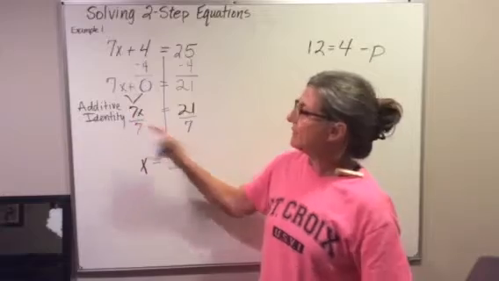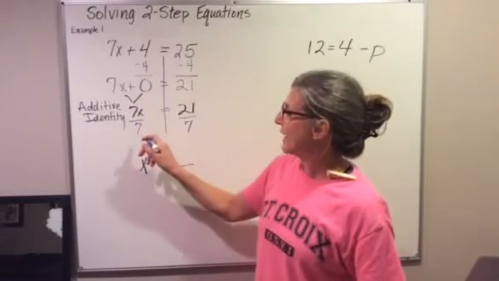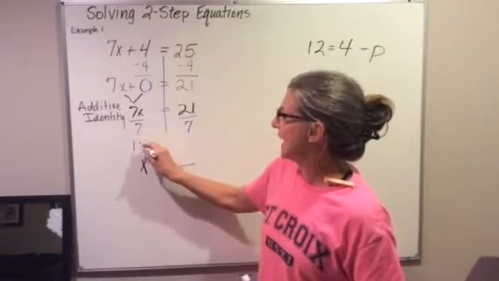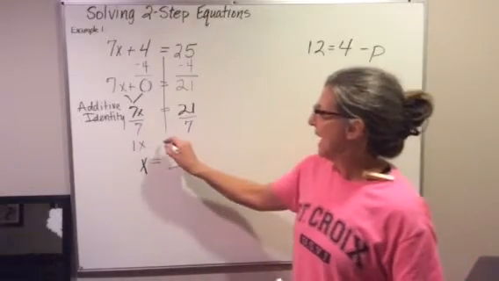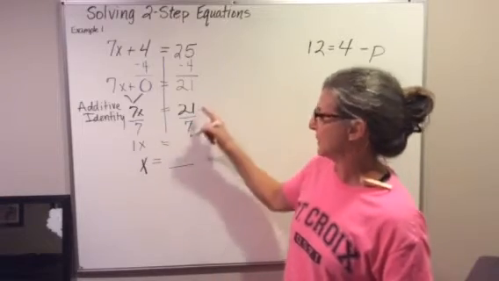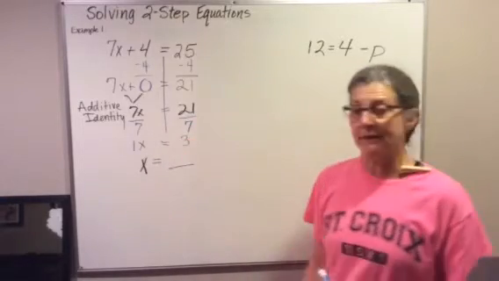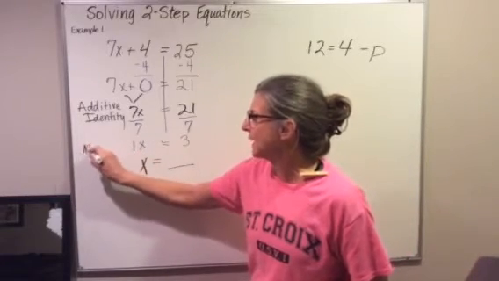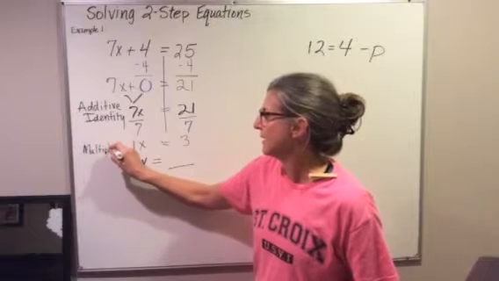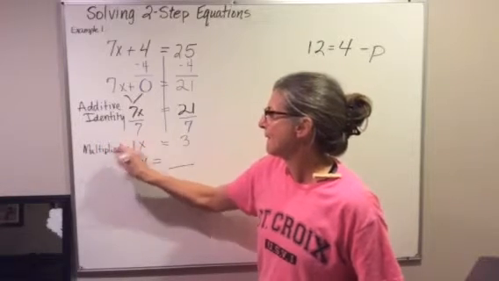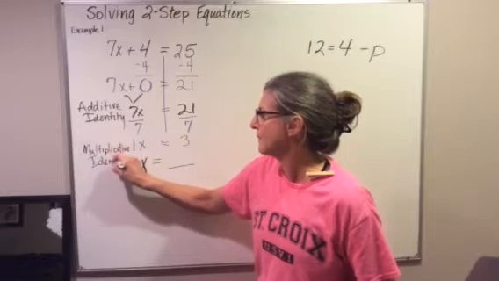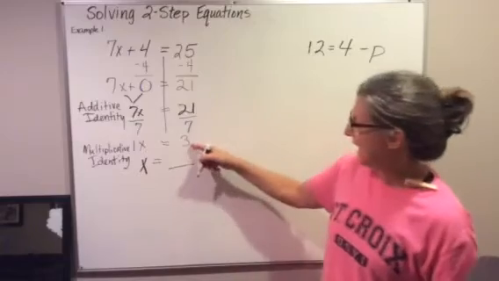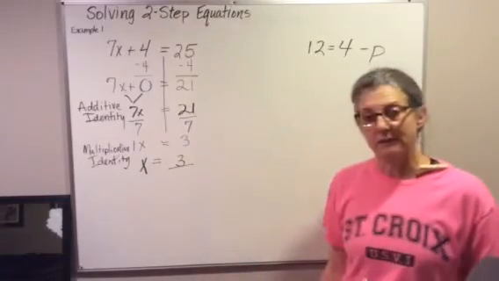So now I have 7 divided by 7, and 7 divided by 7 is 1. So now I have 1 times x on the left. And that's equal to 21 divided by 7, which is 3. Well, we have x alone now because by the multiplicative identity, one times x is x alone. And x is equal to 3.